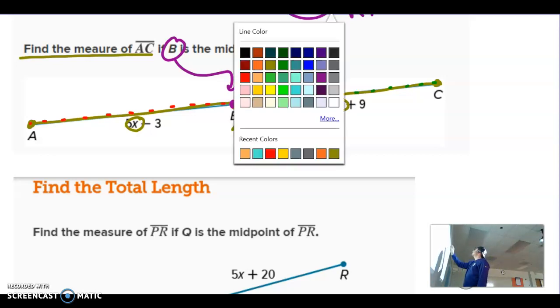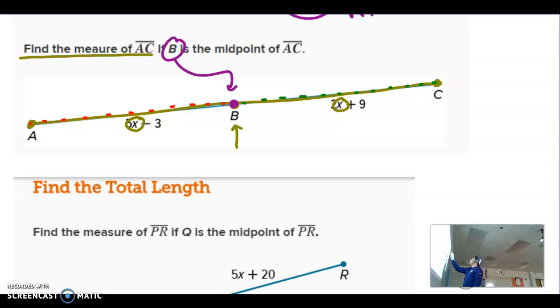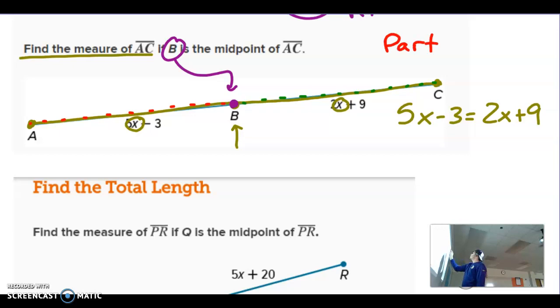5x minus 3 is equal to 2x plus 9. Again, that is the red part is equal to that green dotted part. Part equals part, because we know with the midpoint involved, it's breaking our line up into two congruent or equal smaller segments. Okay, so the red dotted part is equal to the green dotted part.